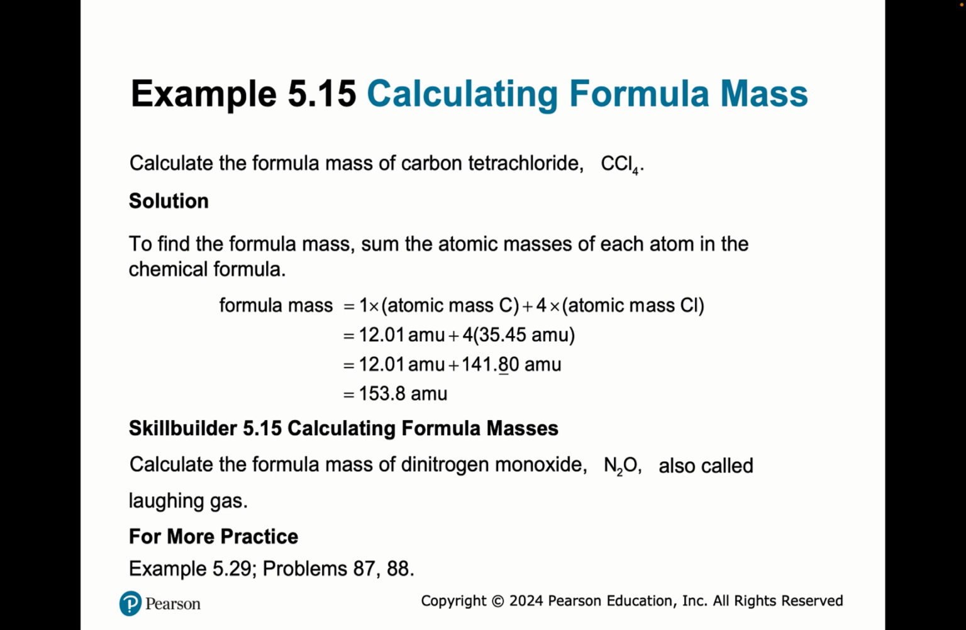So calculating formula mass. What's the formula mass for carbon tetrachloride? You have to look at the periodic table and look at the atomic weight of carbon, and it's 12.01, and chlorine is 35.45. There's 1 carbon and 4 chlorines. So you have 12.01 times 1 plus 4 times 35.45, and you add these all together, and you get 153.8 atomic mass units for the mass of carbon tetrachloride.